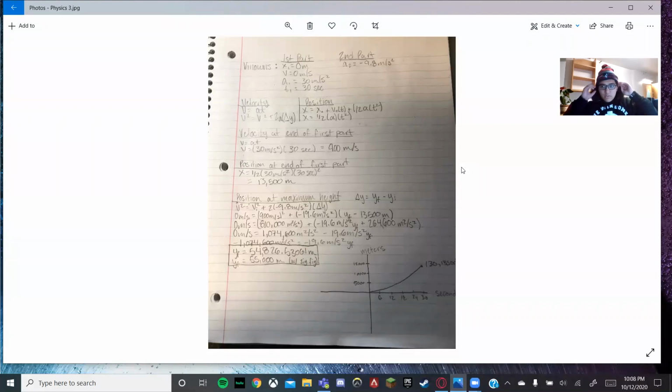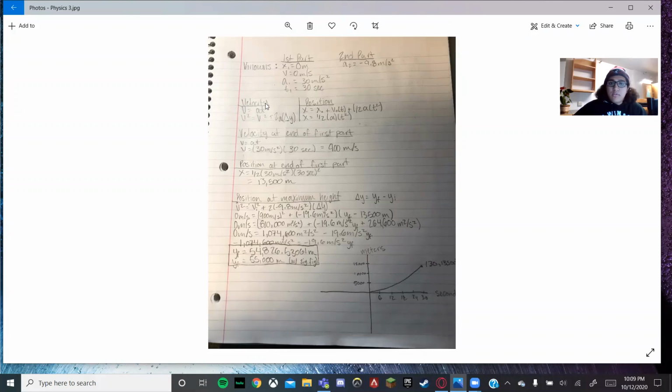So some important things to have before we start: I'm going to label the first part of the problem as the acceleration upwards, the first 30 seconds, and then the second part will be after the first 30 seconds, when it starts to accelerate in the negative direction. So these will be our equations we'll be using.